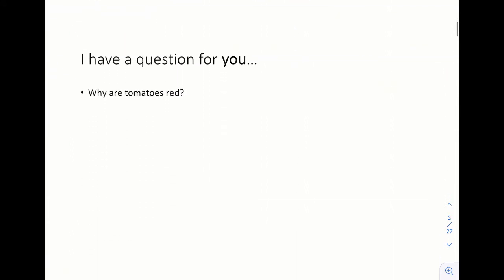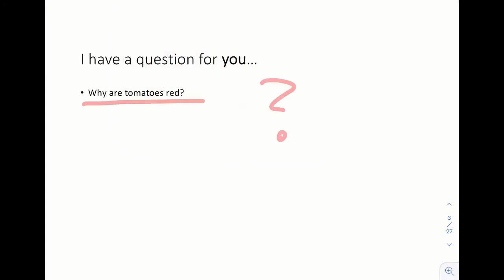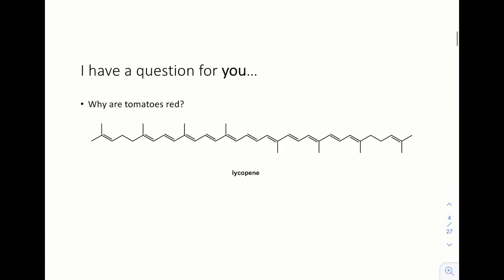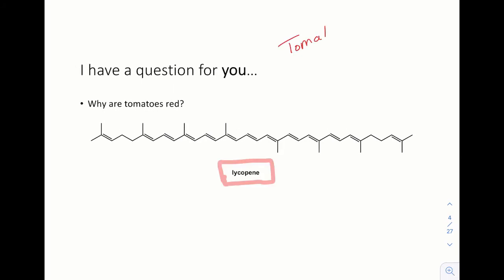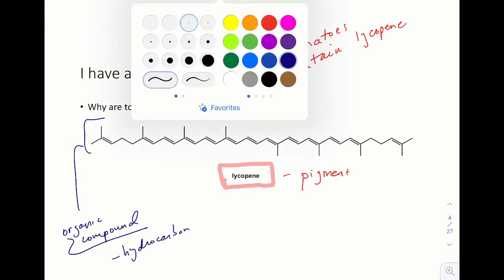We'll get started with a question. Why are tomatoes red? All right, many of you know the answer to this. Tomatoes contain lycopene, which is a naturally occurring pigment responsible for their red color. Lycopene is an organic compound. We would describe it as a hydrocarbon.